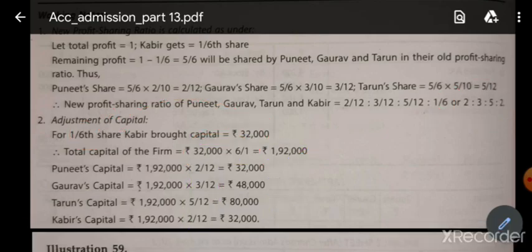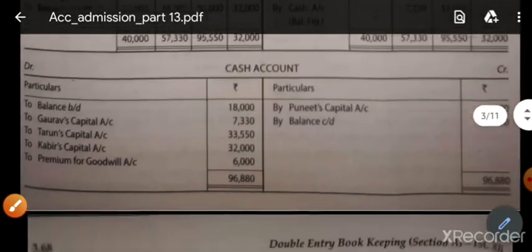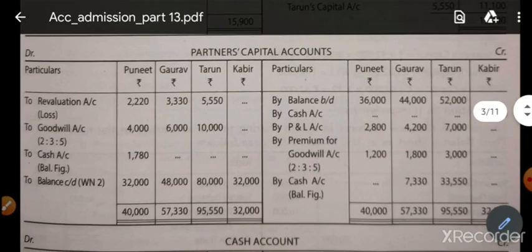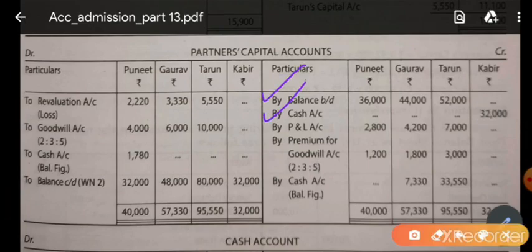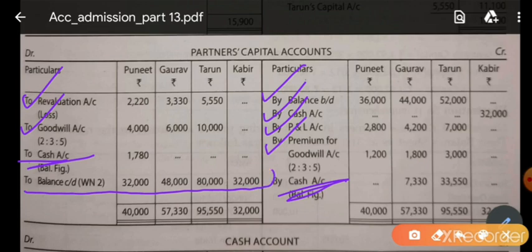So on the debit side we will write 'To balance c/d'. See in the capital account how it has been done. In the capital account we have already discussed these points. These points were already done. Revaluation account, goodwill. Now we will leave one line on the debit side. We will leave one line on the credit side also. The credit side is already left. And now whatever new capitals we have just calculated will be written like this: 'To balance c/d'. These were the new capitals that we have calculated: 32, 48, 80 and 32. So you will leave one line on the debit side and then you will write 'To balance c/d'.